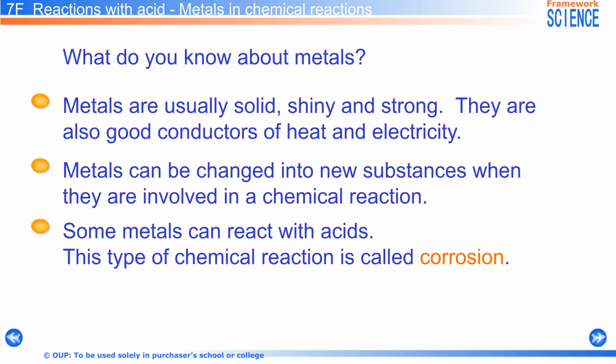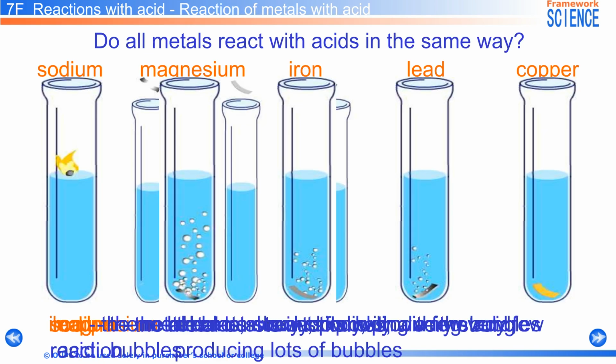Metals are typically solid, shiny, strong, and good conductors of heat and electricity. They can be changed into new substances through chemical reactions. The reaction of some metals with acids is called corrosion. Do all metals react with acids in the same way? Observe the reactions of sodium, magnesium, iron, lead, and copper with acid. Note the different reaction speeds and whether bubbles are produced.